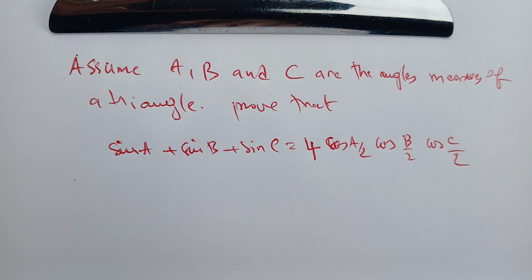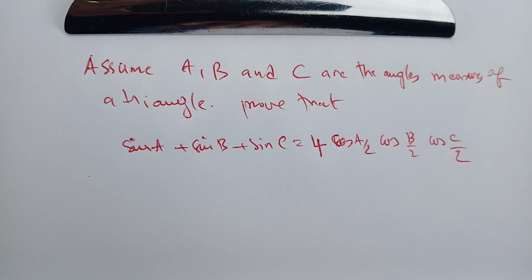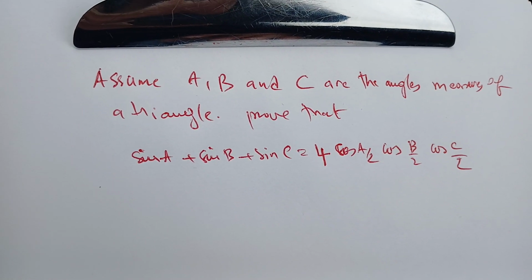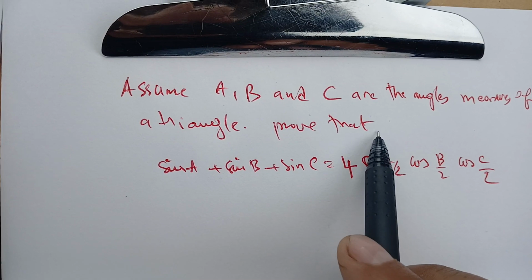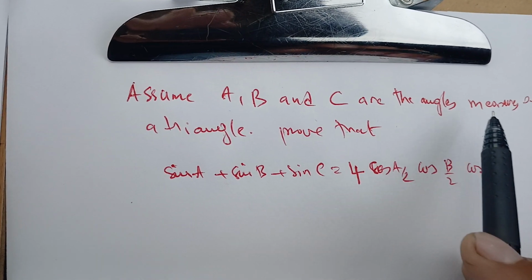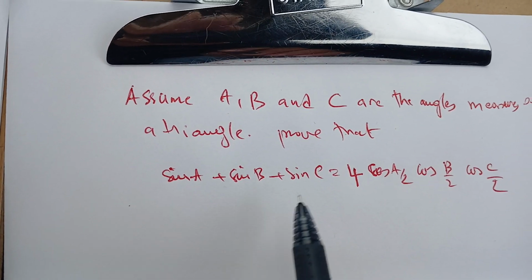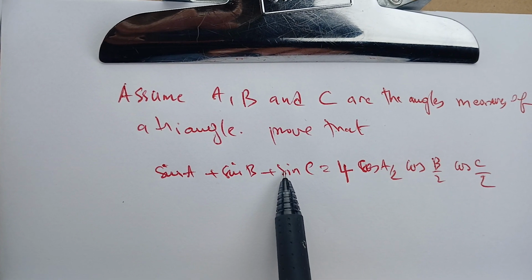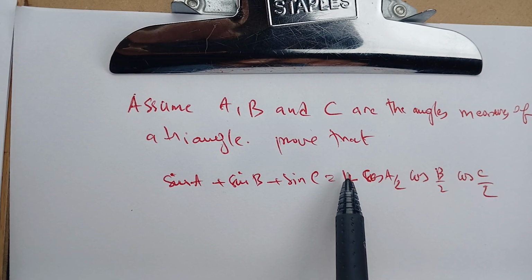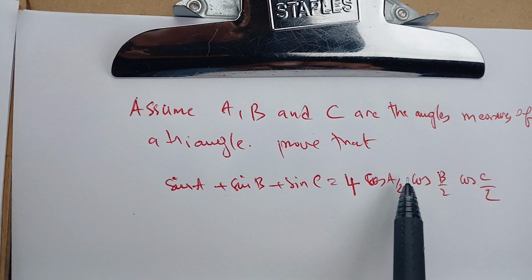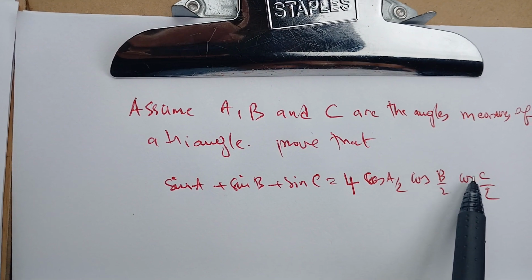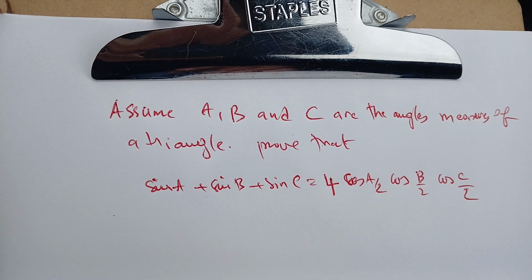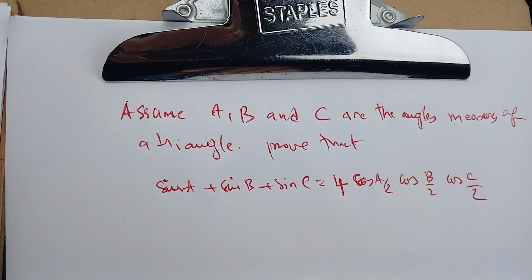Okay, now we're gonna work this problem concerning the angle measures of the triangle. If we assume that A, B, and C are the angle measures of a triangle, we want to prove that the sine of A plus the sine of B plus the sine of C is equal to 4 cosine of A over 2 times cosine of B over 2 times cosine of C over 2. How can we do that?